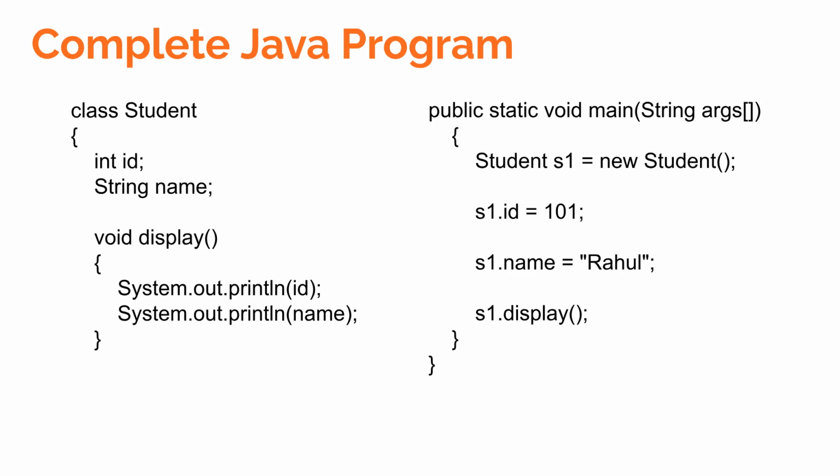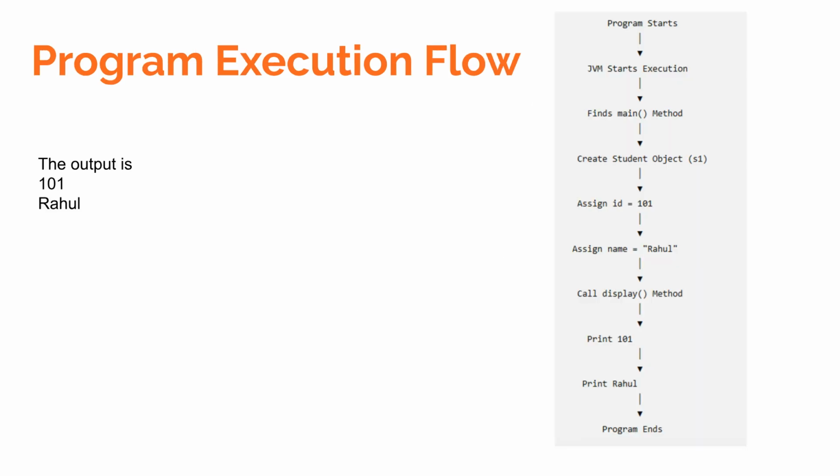System.out.println(id). System.out.println(name). When we run a Java program, the statements are executed one by one inside the main method from top to bottom. Let's see what happens step by step.